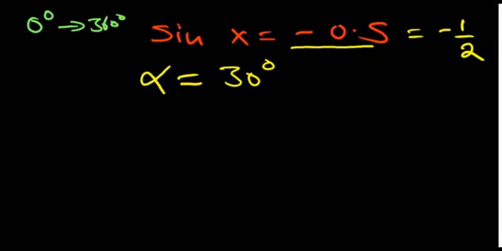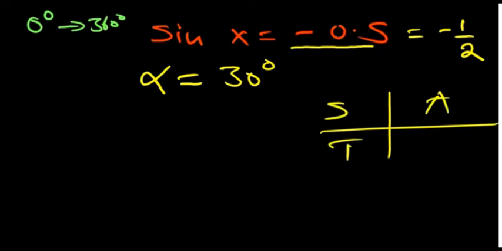So going back to our quadrants, we said all students take calculus, right? So in which quadrant are you able to see that sine is going to be negative? Since we said in the first quadrant all of them are positive, in the second quadrant sine is positive, so obviously it's going to be negative in the other quadrants where tan and cosine are expected to be positives.